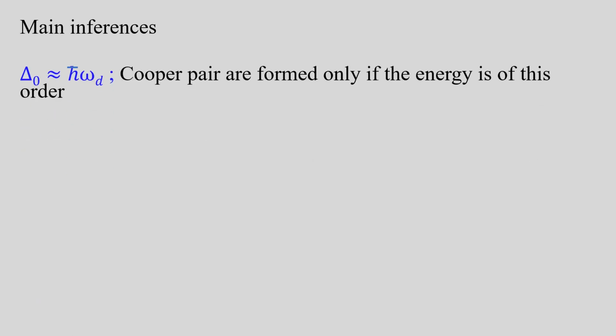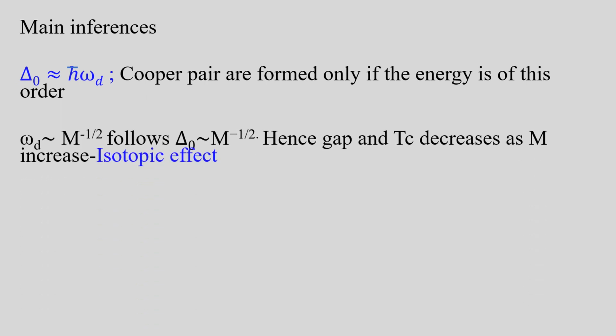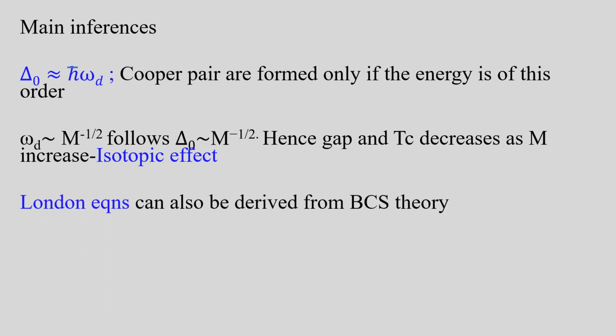Conclusions from BCS theory are: Cooper pairs are formed only if the energy is of order h cross omega d. It is found that omega d is proportional to m raised to minus half, where m is the mass of the isotope. This explains the isotope effect. The London equation can also be derived from BCS theory, which explains the zero resistance and Meissner effect shown by superconductors.